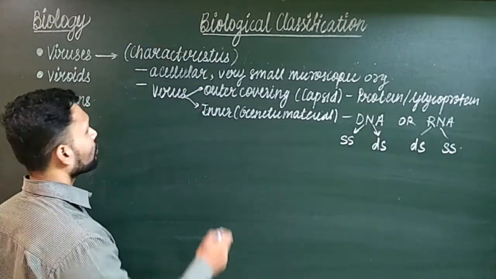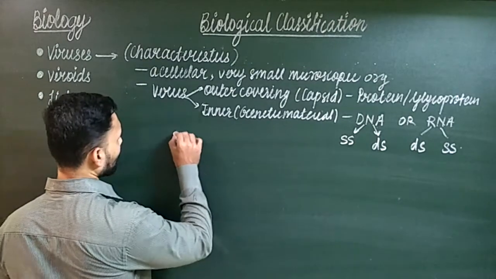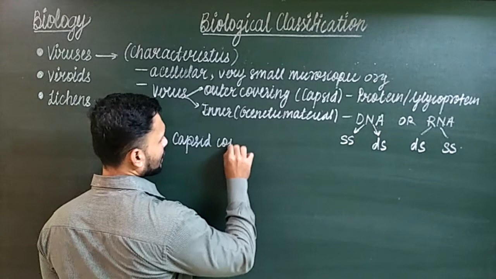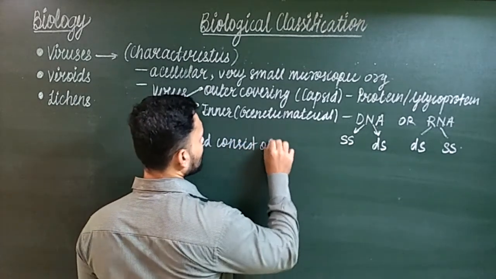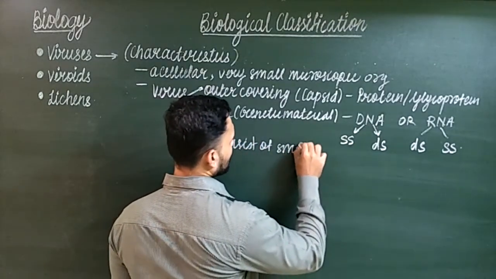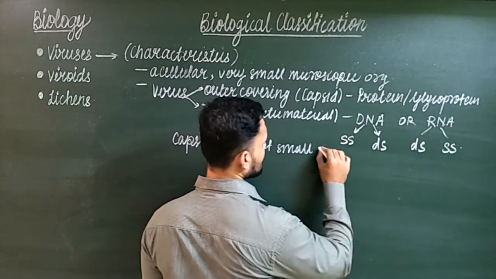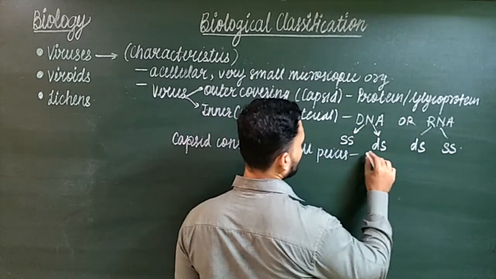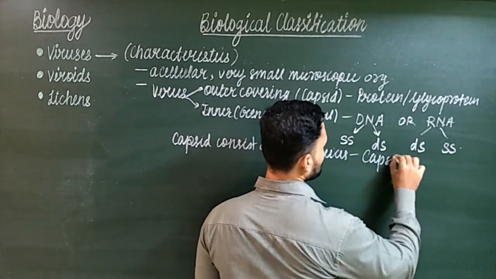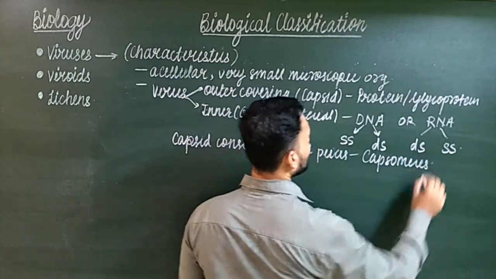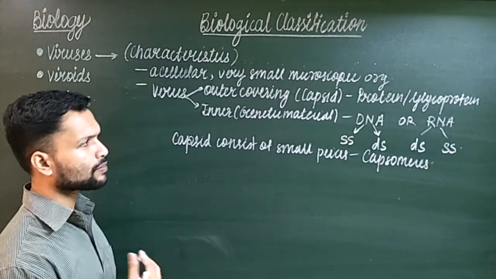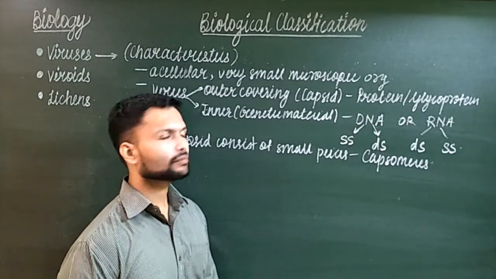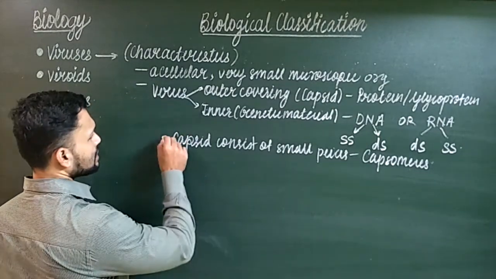This is the thing. Now looking at the capsid. Capsid generally consists of small pieces. So you can divide that capsid into small sections, which we call capsomeres. So with the help of small capsomeres, this capsid is formed, within which you will find the genetic material. So this is the case.